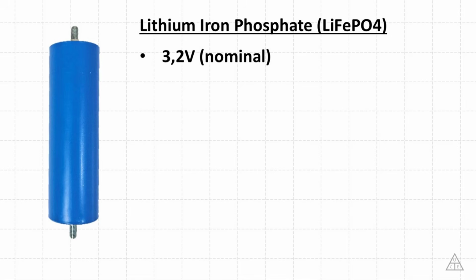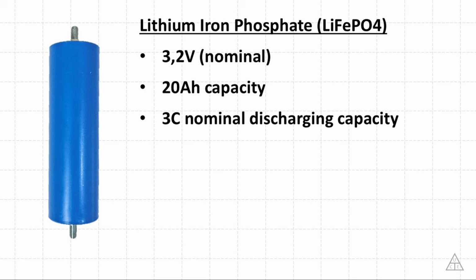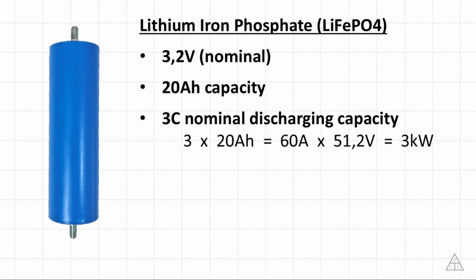The chosen battery cells are lithium iron phosphate batteries that have a 3.2 volts nominal output, and each one of them has a 20 amp hour capacity. This specific battery has a 3C nominal discharging capacity. That means that it can output 3 times its own capacity as a discharging rate, or 60 amps. If we multiply it by the 51.2 volts of nominal output of the battery pack, we get the power output of it. That is 3 kilowatts.